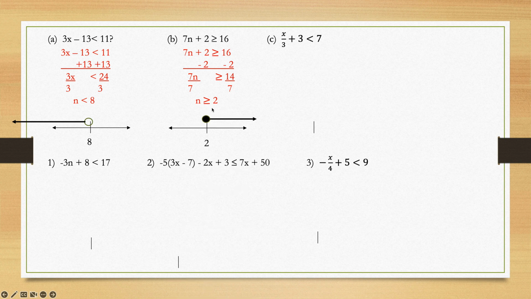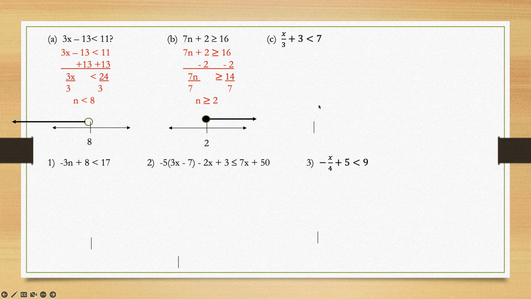The graph of it, because you were allowed to equal it, you can remember we fill in the middle of the circle there. Arrow to the right, n is greater than or equal to 2. Okay, so since n is greater than or equal to 2, is 2 an answer? Yes, because you are allowed to equal it. That's very, very important. On the left, 8 is not an answer because there's no or equal to. On the right, 2 is an answer because there is an or equal to.